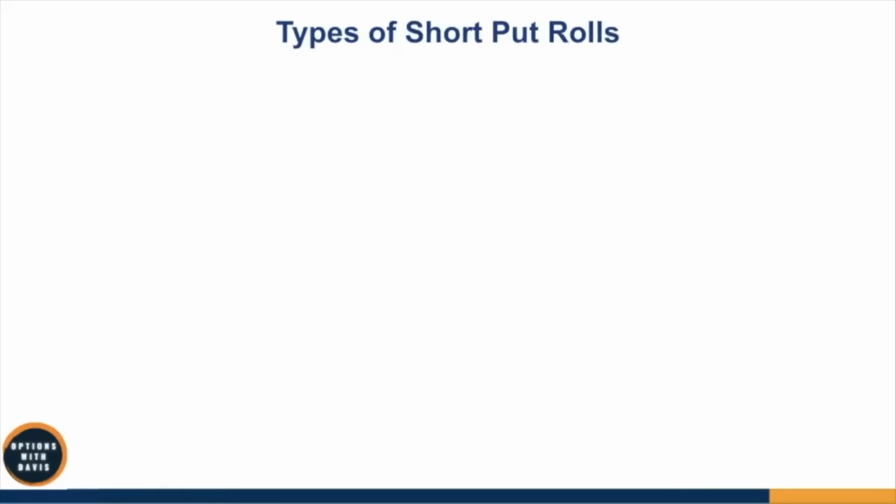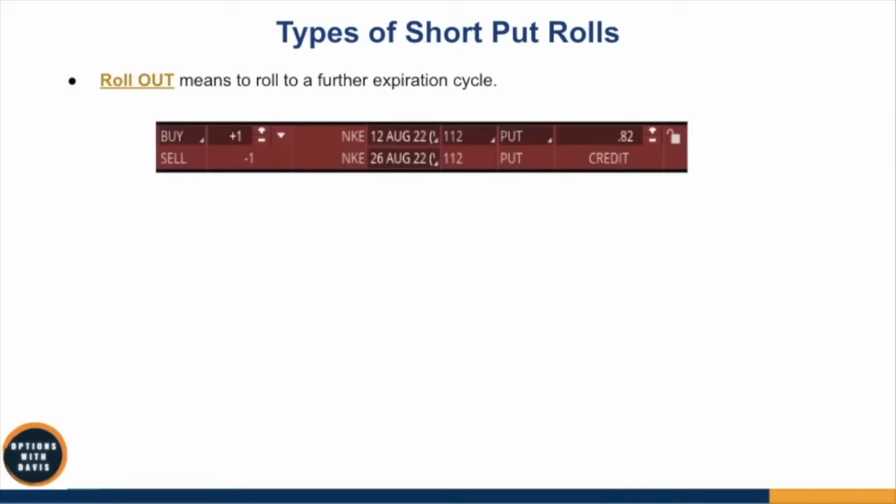There are different types of short put rolls that you need to understand when we are rolling short puts. The first of which is rolling out. Rolling out just basically means to roll to a further expiration date. Very simple. You are basically just adding time.